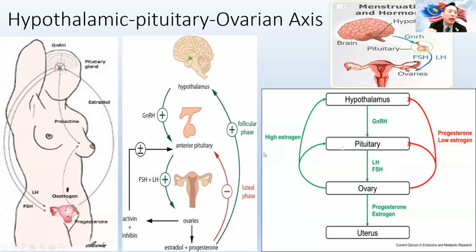The hypothalamic pituitary axis: most of the endocrine function is controlled by the brain, although the pituitary is the master gland. The hypothalamus will secrete gonadotropin releasing hormone, which stimulates the pituitary to release the gonadotropins, such as luteinizing hormone and follicle stimulating hormone, which in turn make the ovary produce progesterone and estrogens.